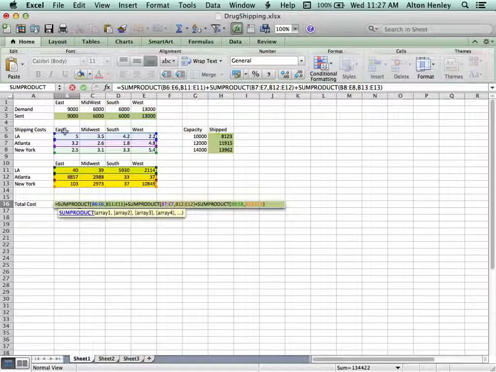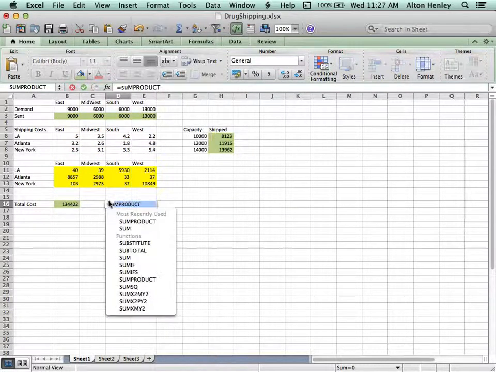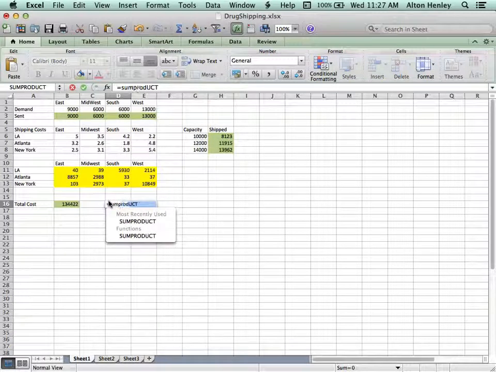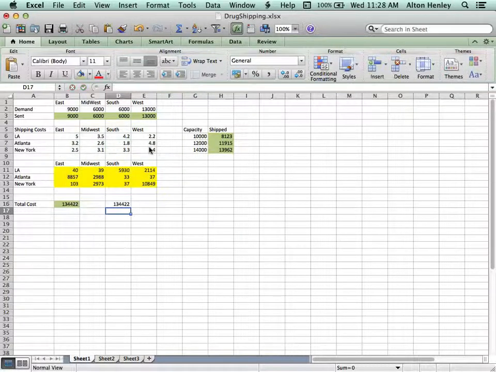Now, when it comes to the total cost, I did 3 different sum products, one for each row. A sum product of this row plus the first row here, another one for Atlanta, and another one for New York. As it turns out, sum product also will work in a matrix of cells, so that you could have said sum product of all of this, comma, and then all of that, and you would have gotten the same answer.